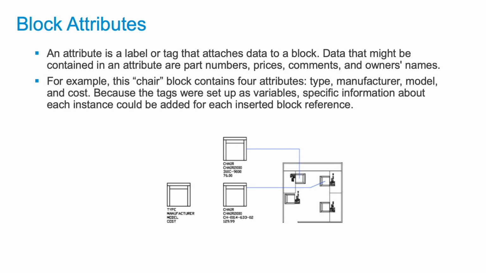You can use block attributes to store information about the objects included in the block. An attribute is a label or tag that attaches data to a block. Attributes can include information such as manufacturer, part number, fire rating, and description. You can view a summary of the information for all the blocks in a drawing using the BCOUNT Express tool or Batman. The best thing about attributes is that they can be easily modified and updated.